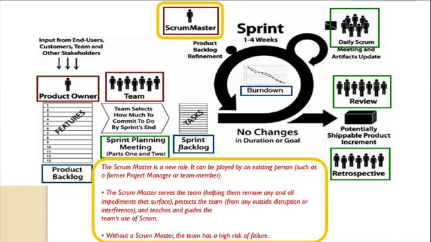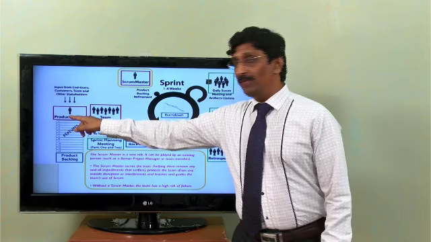And the Scrum Master serves the team. In fact, there is a nice term used. Scrum Master is a servant leader. He is not a leader, he is a servant leader. He has to serve the team and protect the team from external disturbances. Even protecting the team from the product owner.